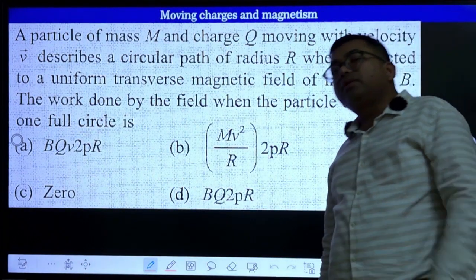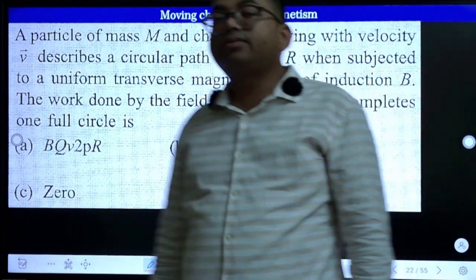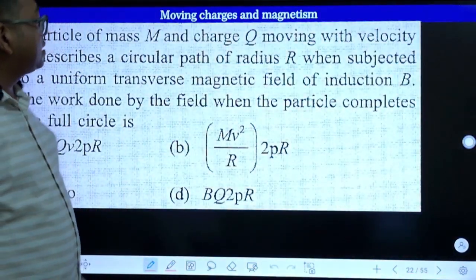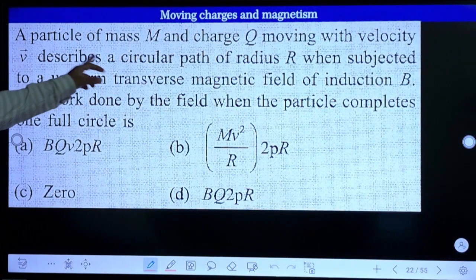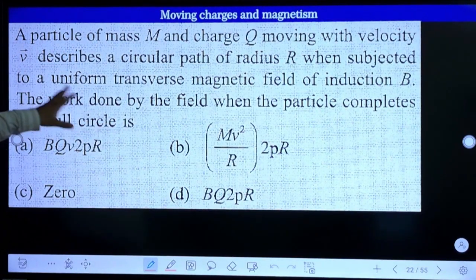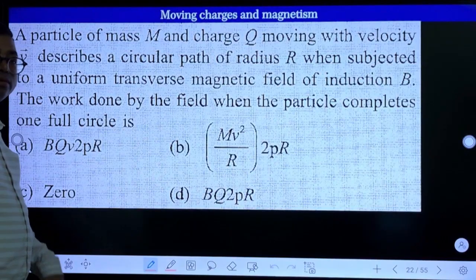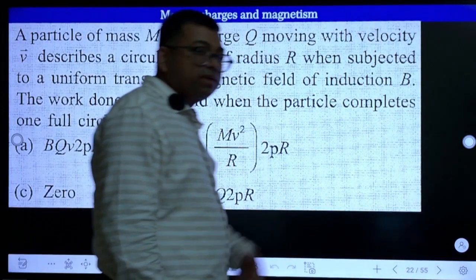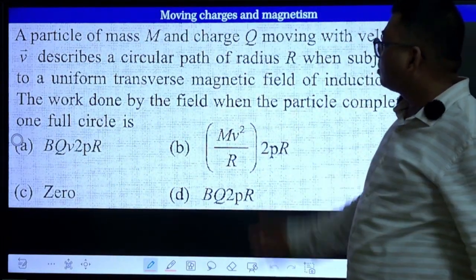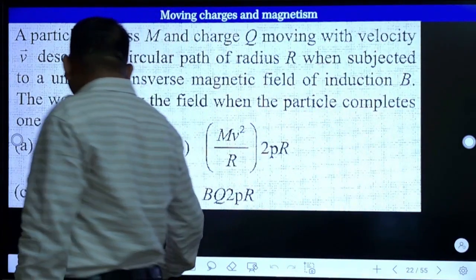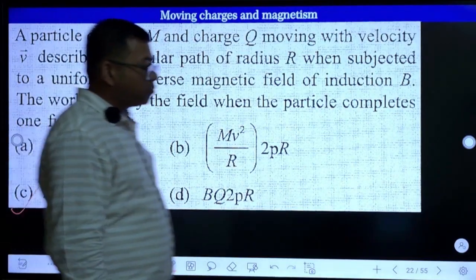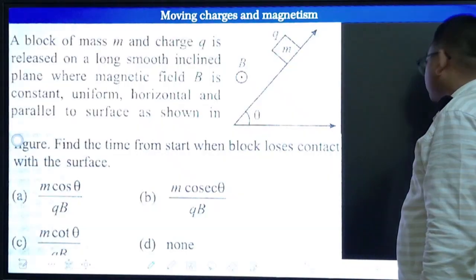So first tell me, work done by the magnetic field is what? There is no electric field here, right? In this problem, is there any electric field or any other field? The particle has mass m, charge q, with velocity v, describes a circle of radius r, subjected to a magnetic field. So there is no work done by the magnetic field. Magnetic field does not do any work. Work done by the field when the particle completes one full circle: no work done. So we can directly choose option C. Correct? Let us move to the next question.